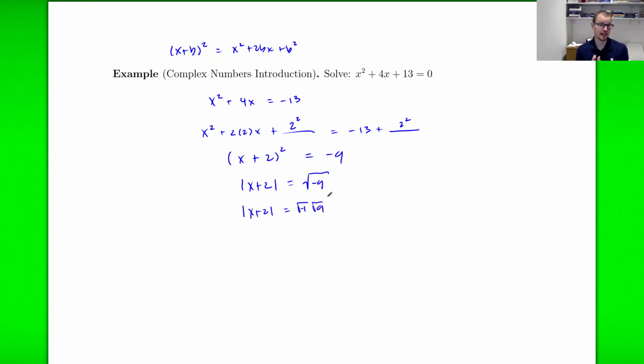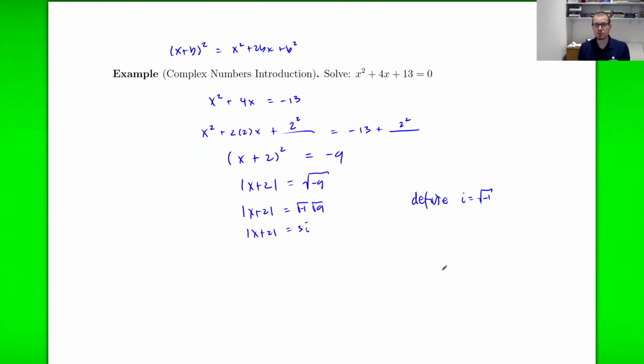Now, the square root of 9 is fine. I like it. I love it. Square root of 9 is 3. Square root of negative 1 is precisely the problem. But what we do is we define this new imaginary unit i, and it is simply the square root of negative 1. This allows us to say that the absolute value of x plus 2 is equal to the square root of 9, which is 3, times the square root of negative 1, which is i. So what I have here is 3i.